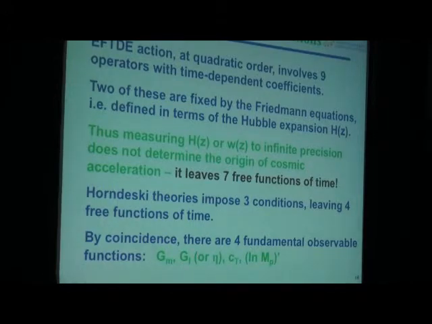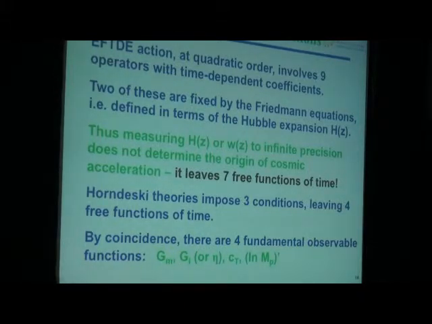I'm not going to write down what the action is. It's a big, long, messy action. You can find it in many papers. I want to instead concentrate on the result that you get out of doing this. When you do write it down, you get 9 operators that have time-dependent coefficients. So you have 9 free functions in this most general theory.